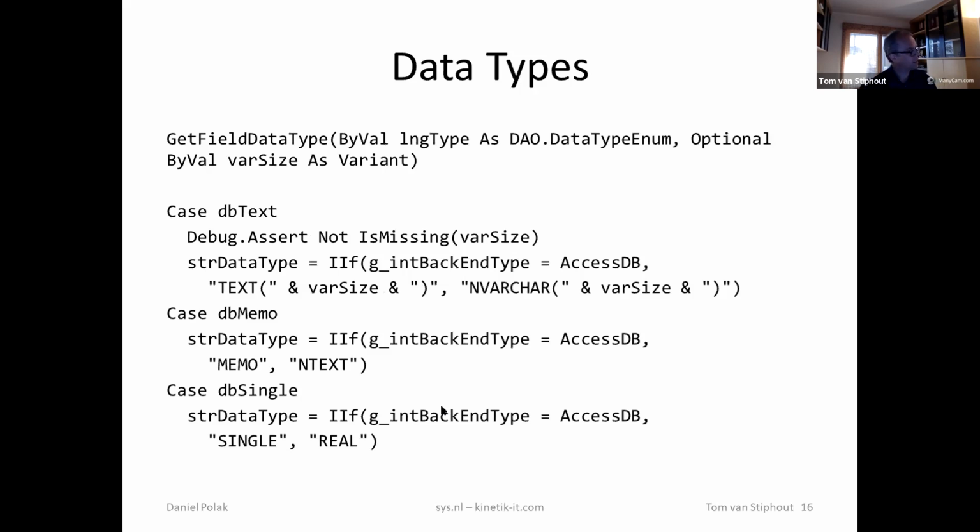As I already hinted at, data types are different between SQL Server and Access. And so we have a function where you can type in or pass in your data type, and it comes back with what that should be called. Is it text or nvarchar? Is it memo or ntext, etc.? Is it single or real? Very, very simple. But this is the kind of wrapper functions that you need to create when you support multiple backends.